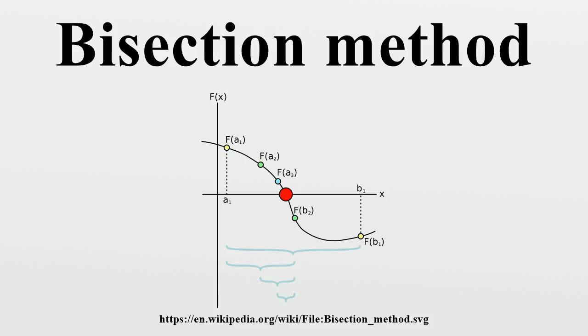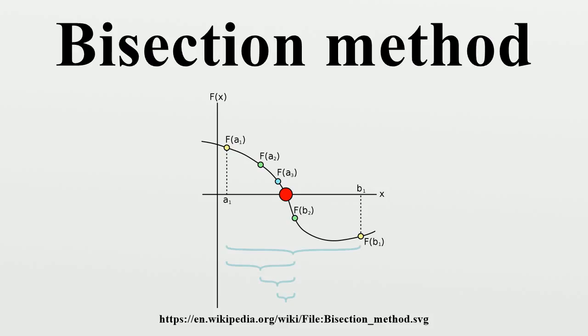Unless c is itself a root, there are now only two possibilities. Either f(a) and f(c) have opposite signs and bracket a root, or f(c) and f(b) have opposite signs and bracket a root. The method selects the subinterval that is guaranteed to be a bracket as the new interval to be used in the next step. In this way, an interval that contains a zero of f is reduced in width by 50% at each step. The process is continued until the interval is sufficiently small.